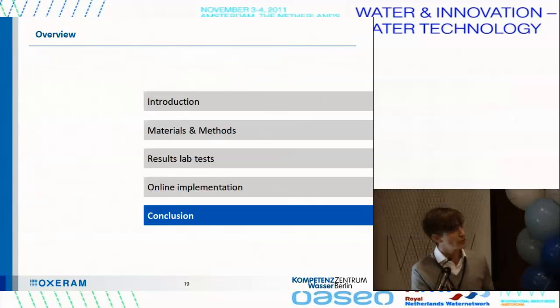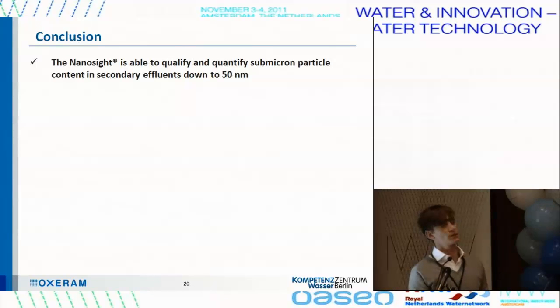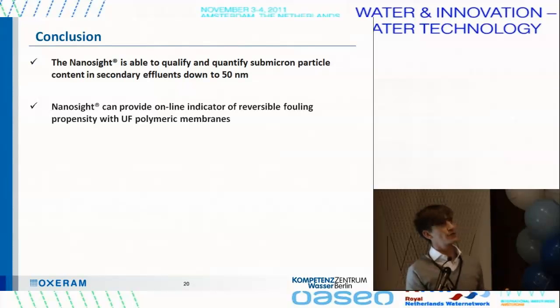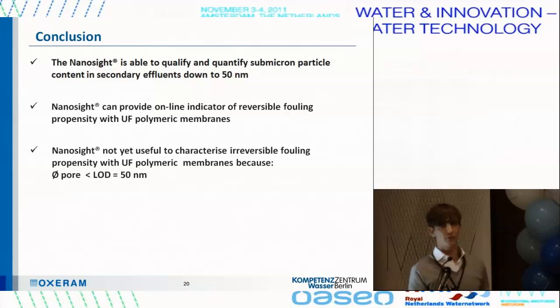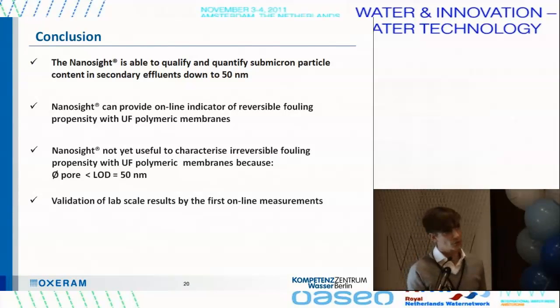Now I will give a short conclusion. You see, our device is able to qualify and quantify submicron particles in our secondary effluent down to 50 nanometers. The NanoSight can provide an online indicator for reversible fouling propensity in UF polymeric membranes, but it is not yet useful to characterize the irreversible fouling propensity, because the limit of detection is larger than the pore size. But our first online measurements show that we can validate our lab-scale results.